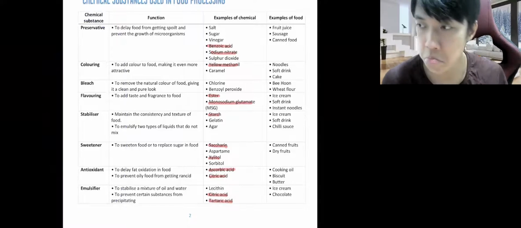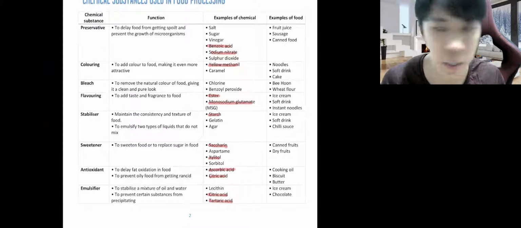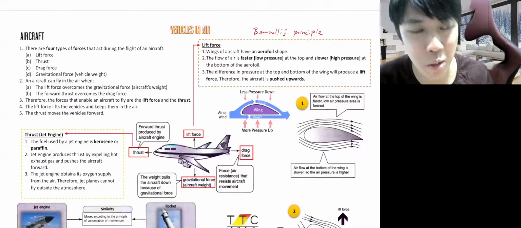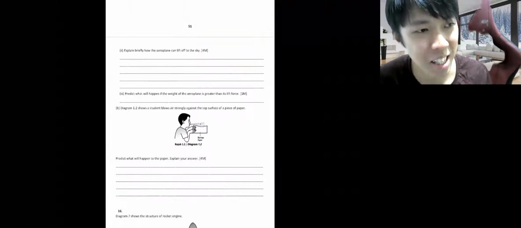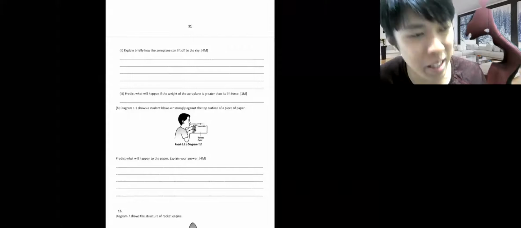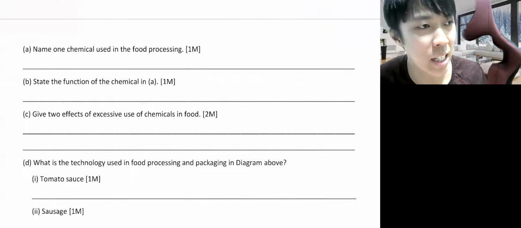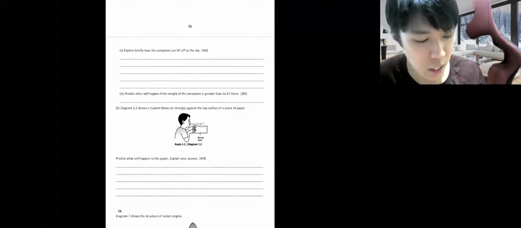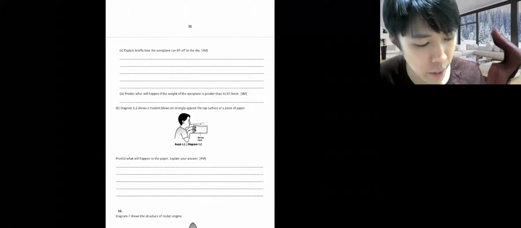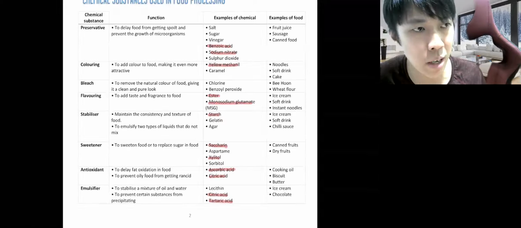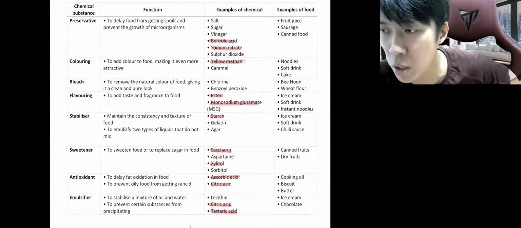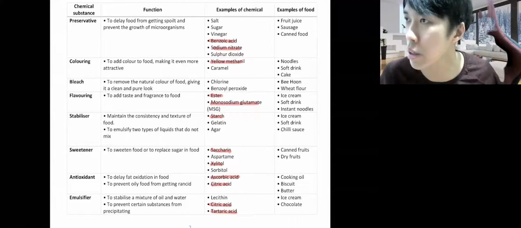Preservative, let's say. Stabilizer, if you want, okay. Sweetener. Be responsible for what you choose, because for the next one you need to explain the function. State the function of the chemical. You choose. I don't know what you choose, so please go along with the function.